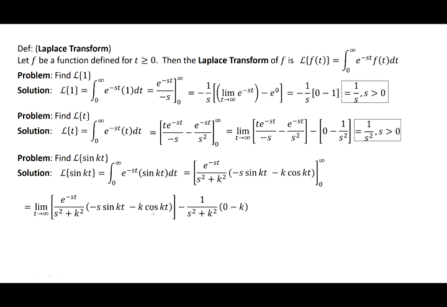Same argument goes with cosine kt over e to the st. That also goes to 0. In essence, this whole limit just goes to 0, leaving us with k over s square plus k square. So, ladies and gentlemen, what is Laplace of sine kt? K over s square plus k square, provided s is greater than 0. Cool? All right. So let's pick up some problems from the book.